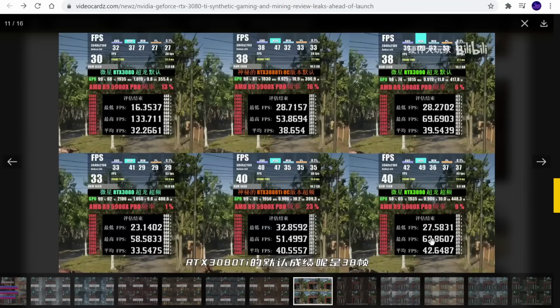Is this a high, a low, and an average down at the bottom? I think that makes the most sense here, so I'm going to interpret it that way. In which case, we're seeing the average is extremely close to the 3090 and a much more significant lead over the 3080. Again, sorry, I don't speak Chinese to be 100% certain which one is the average frames.